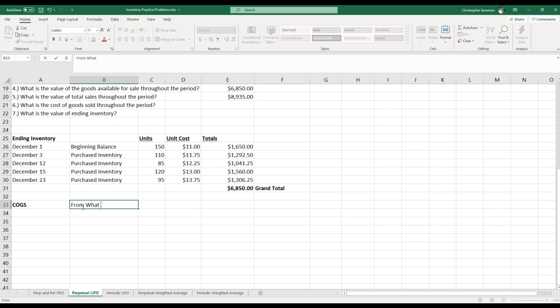And I'm just going to make this as clear as possible. I'm going to say from what layer. I'm going to have a column in here illustrating what layer this is coming from. Units, total cost, and then the totals. Yeah, I'm going to do kind of a grand total column over here.